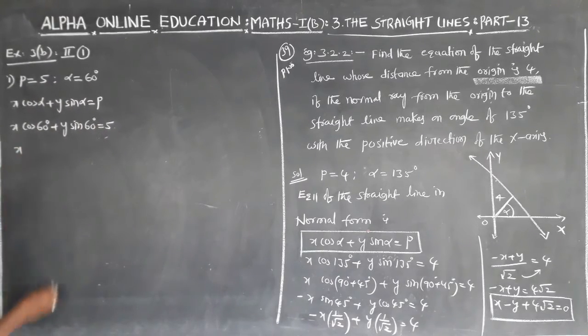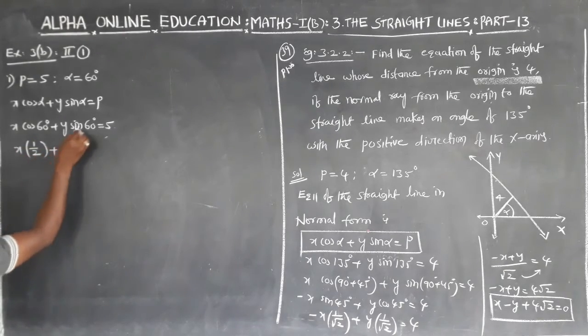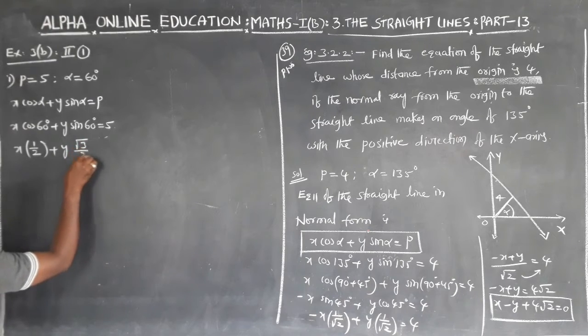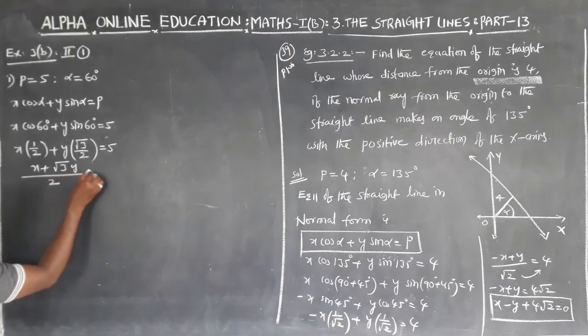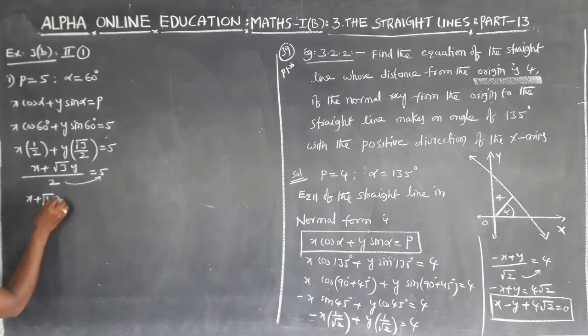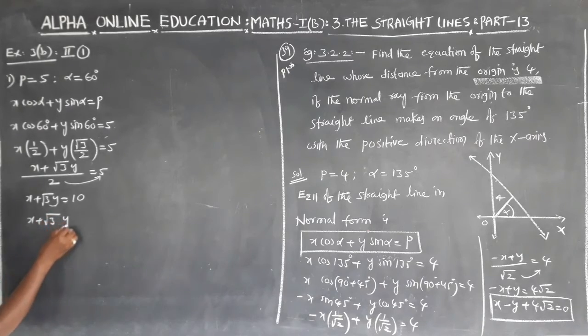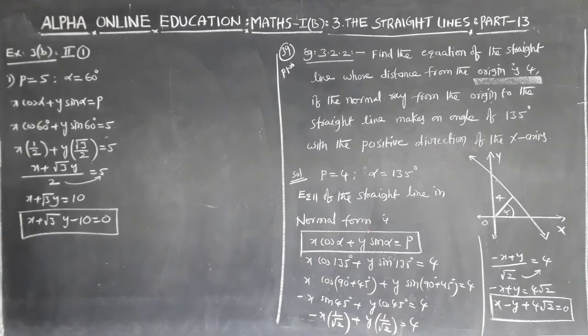x into cos 60, which is 1 by 2, plus y into sin 60, which is root 3 by 2, is equal to 5. Taking LCM, 2x plus root 3y is equal to 5. Taking the right side, x plus root 3y is equal to 2 fives are 10. So x plus root 3y minus 10 is equal to 0. This is the equation of the straight line in normal form.